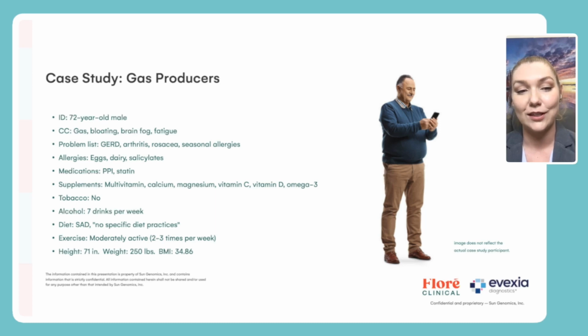He's a non-smoker. He drinks 1 drink per day or 7 drinks per week. When we asked about diet, he identified no specific dietary practices. We can assume he's probably on a standard American diet. And in terms of exercise, he quantified himself as moderately active, exercising 2 or 3 times per week. This patient's BMI is 34.86, so he is one of our obesity patients. And so let's run a test on him and see what his gut microbiome shows us.